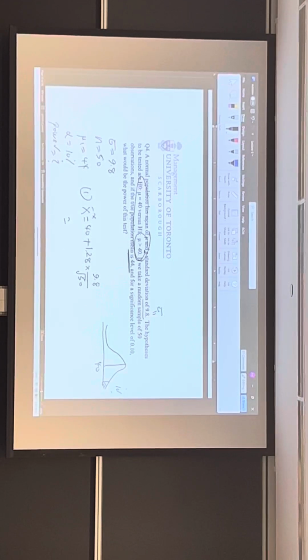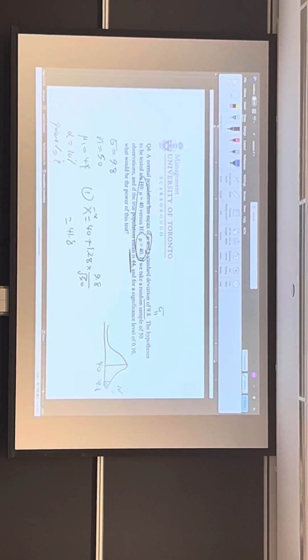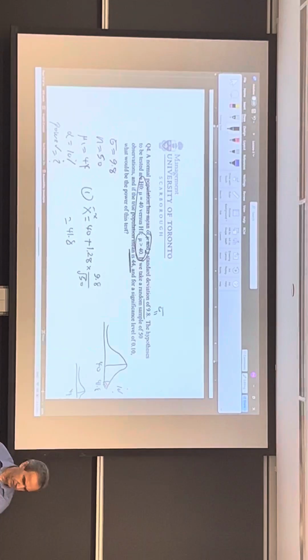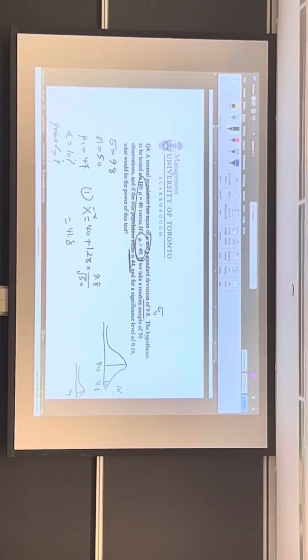It's obviously more than 40. What do you get? 41.8. This is 41.8. The alternative is 44. I don't have space, but you can see it's to the right of 41. So when you graph it, it's to the right of this one. So graph it in accordance. I don't have space there, but you can see what I'm doing.